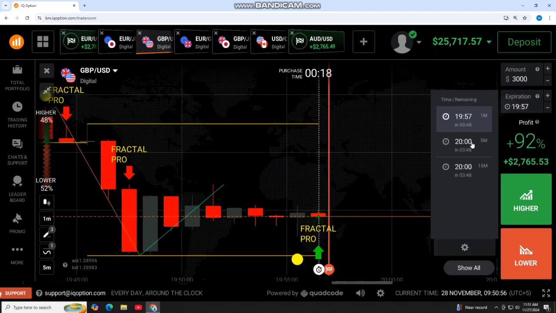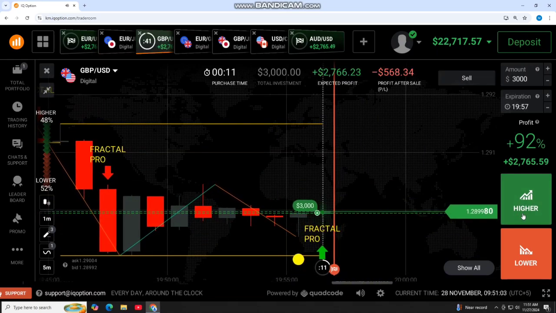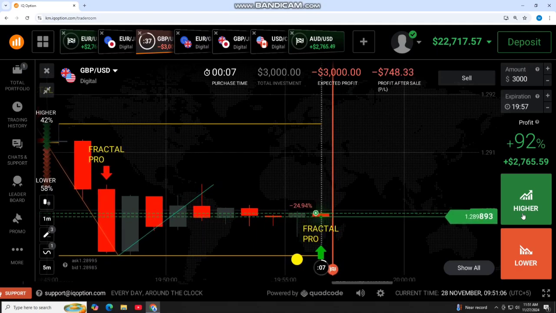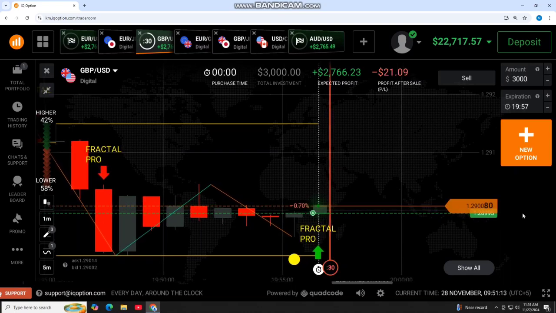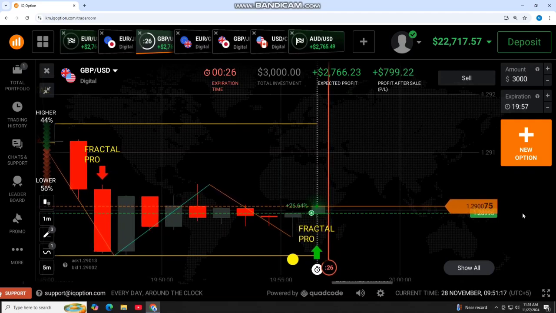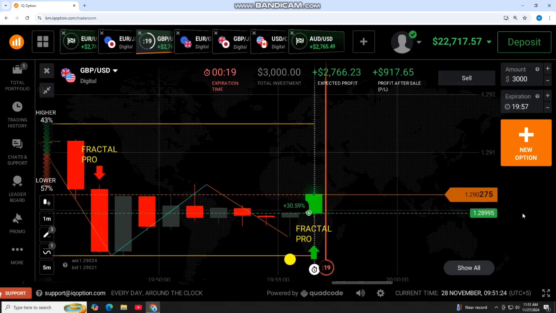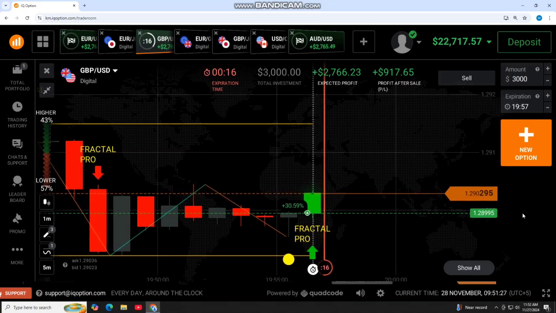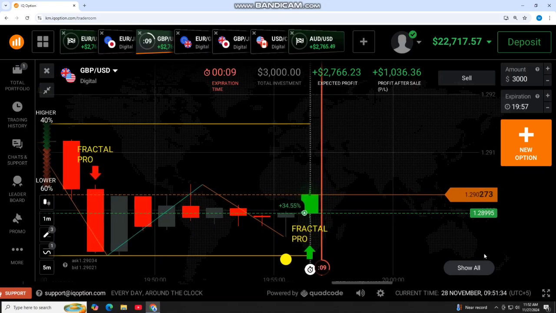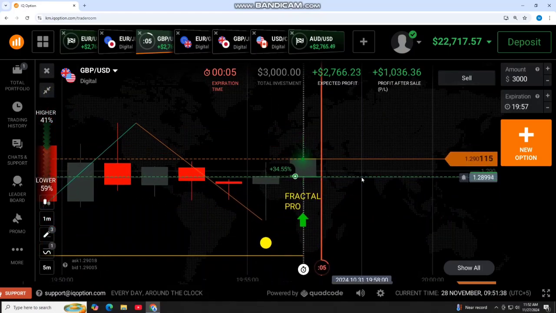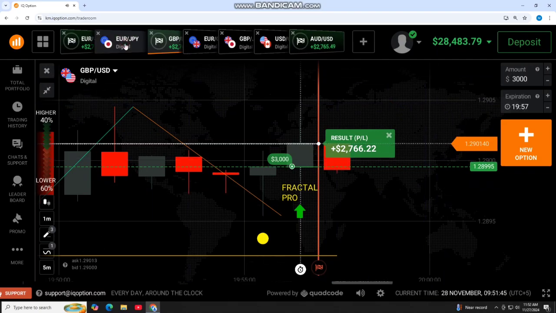Here we got another buy signal. Let's place the trade and wait for results. Again, we have a successful winning trade.